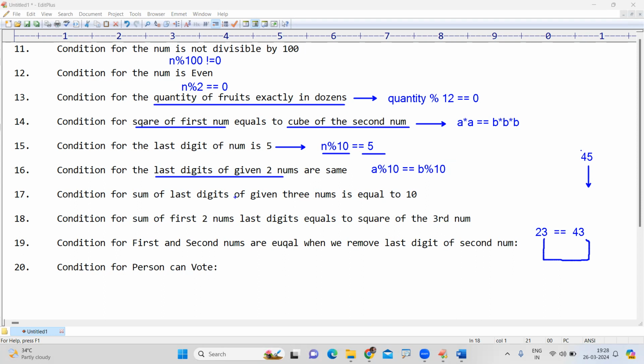Sum of the last digits of given three numbers equal to 10. Three numbers' last digits: the first number's last digit, the second number's last digit, the third number's last digit, equals 10. See, just imagine. First number is 23, second number is 45, third number is 72. See, last digits 3 plus 5 plus 2 equal to 10. Suppose, imagine, just one example I'm explaining.